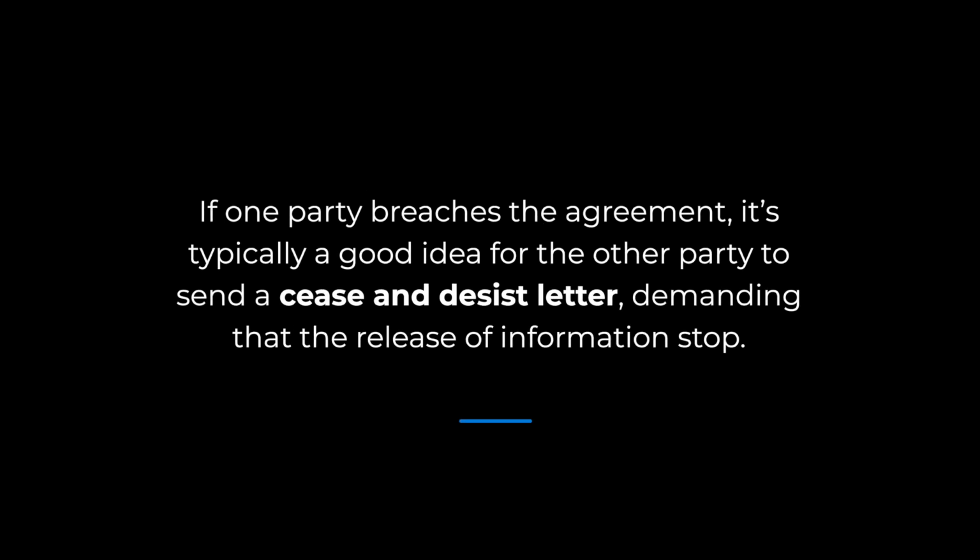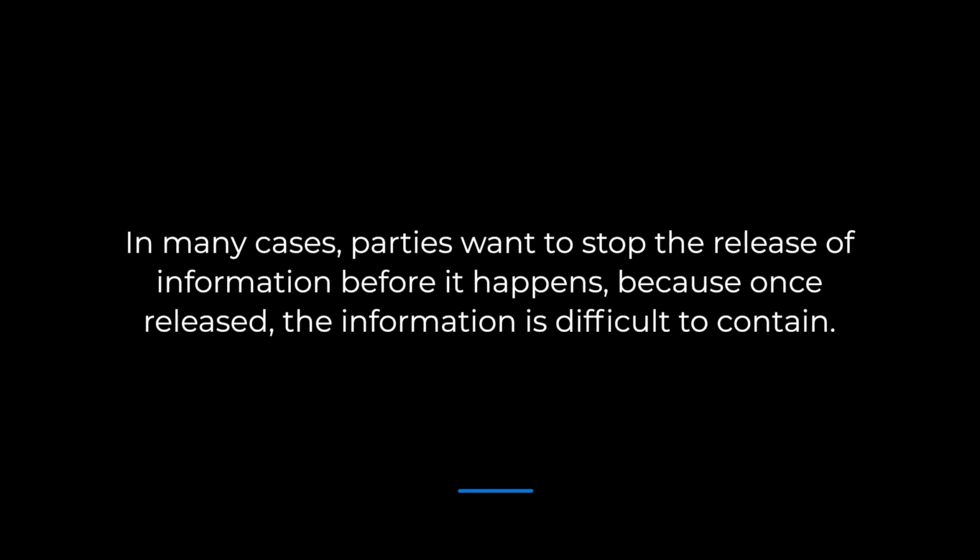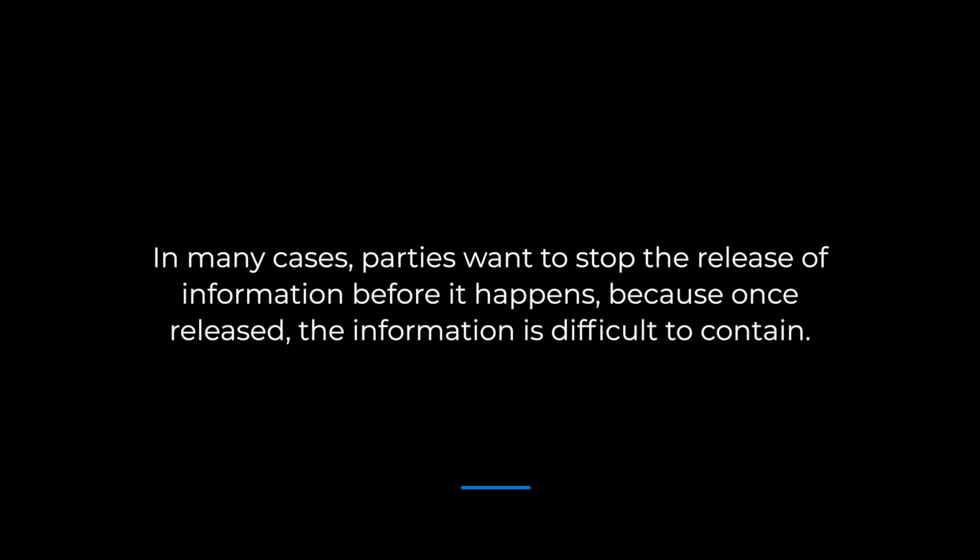For disclosure of trade secrets, there are specific federal laws allowing for the collection of damages well beyond what the breaching party caused. If one party breaches the agreement, it's typically a good idea for the other party to send a cease and desist letter demanding that the release of information stop. This can both protect against further release of information and help legal claims, because the non-breaching party usually has an obligation to mitigate damages. In many cases, parties want to stop the release of information before it happens, because once released, the information is difficult to contain.